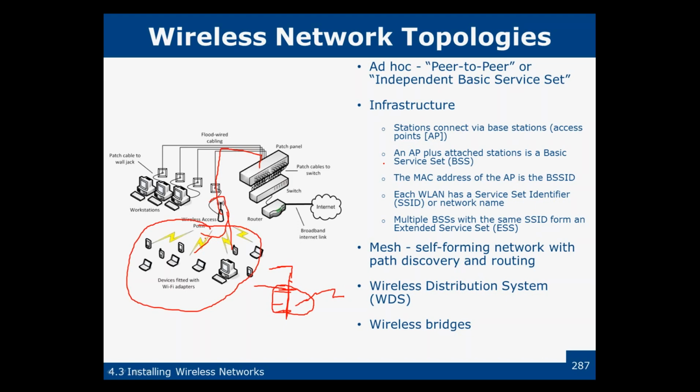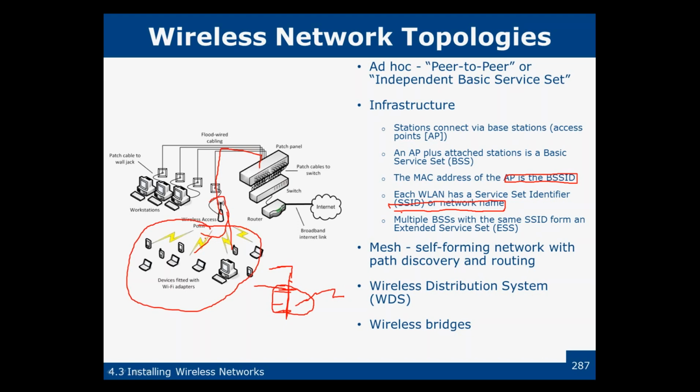An access point plus attached stations is a basic service set, and these are all terms that on the wireless tests they like to ask. I don't know if they'll get that deep on this one or not. The MAC address of the access point is the BSSID. So the BSSID is the MAC address, and everything has a MAC address here. Each wireless LAN has a service set identifier, an SSID, the name that we see broadcast, and that comes out in a beacon frame. The beacon frame doesn't just send the SSID; it also sends all the capabilities of the wireless access point. It's a huge frame.